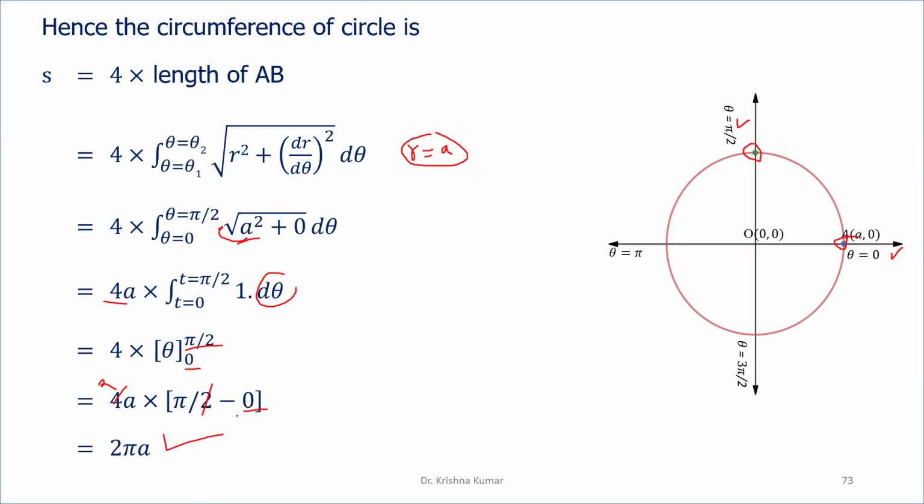So in this example, we found the circumference of the circle using the polar form. And in all three examples, we have shown that the circumference of the circle is nothing but 2 pi a. The method doesn't matter here; with all three methods, we got the same circumference of the circle. Thank you.